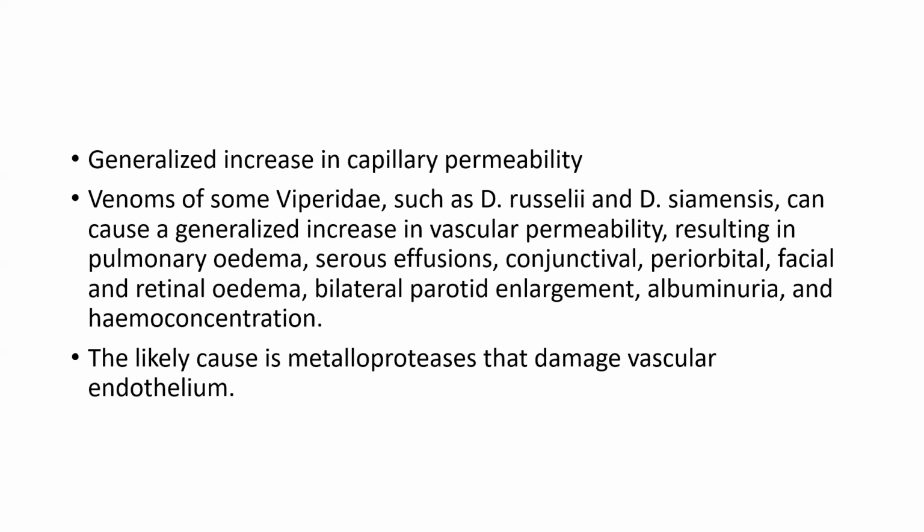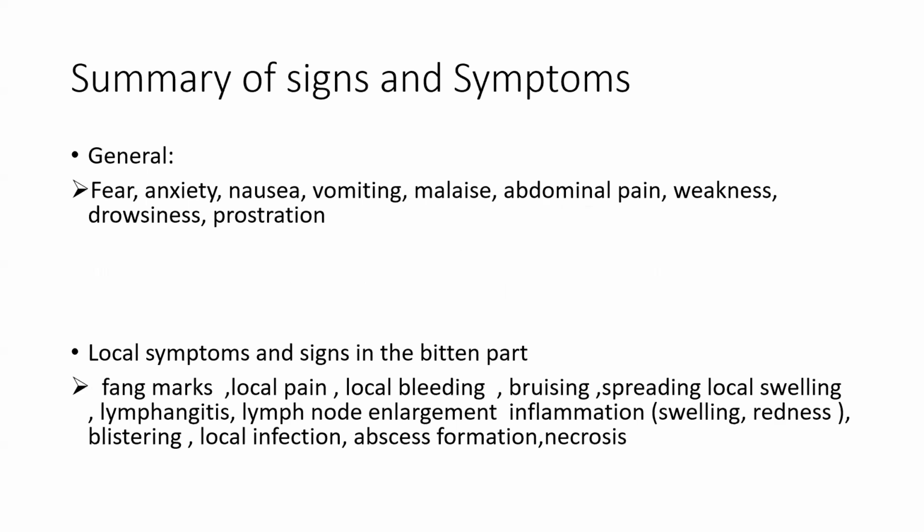The likely cause is metalloprotease that damages the vascular endothelium. Now, the summary of signs and symptoms. So, till now we have seen the pathophysiology. Now we will see what signs and symptoms will be caused because of this. So, the general signs are fear, anxiety, nausea, vomiting, malaise, abdominal pain, weakness, drowsiness, and prostration.